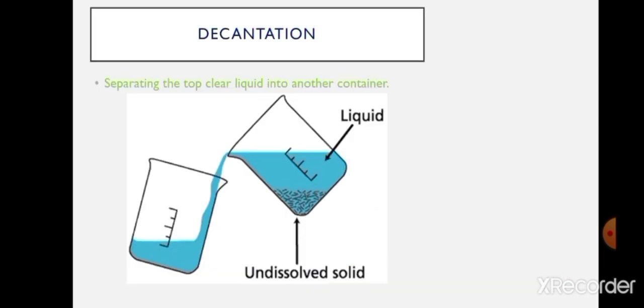Next we have decantation. What is decantation? Decantation follows sedimentation. After the sediments settle down, the water in the top part of the glass becomes clean and it is poured gently, tilting the glass. We can take the top clear liquid into another container. This process is known as decantation.